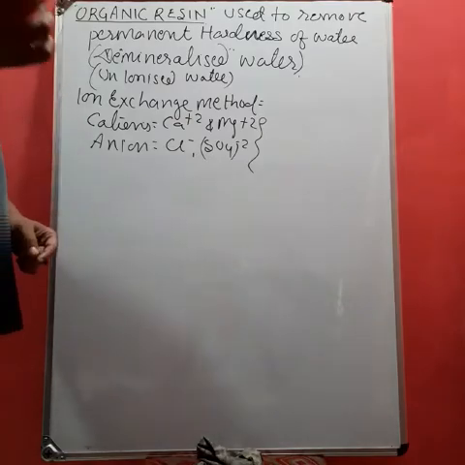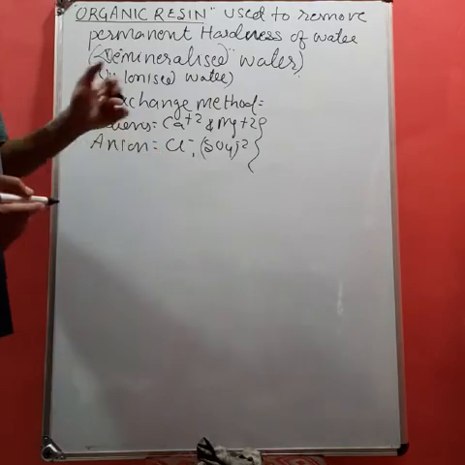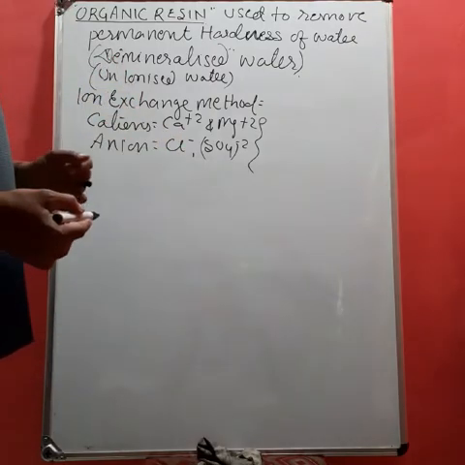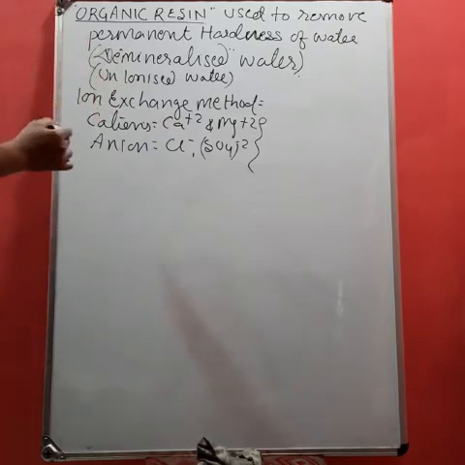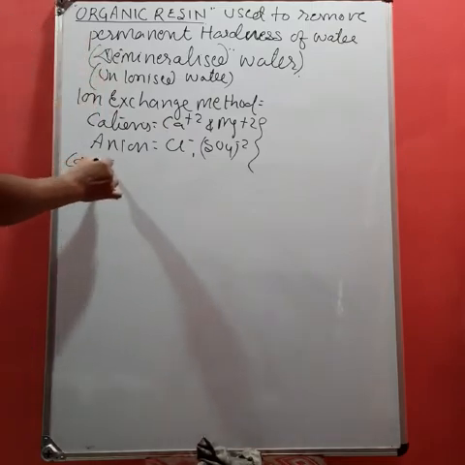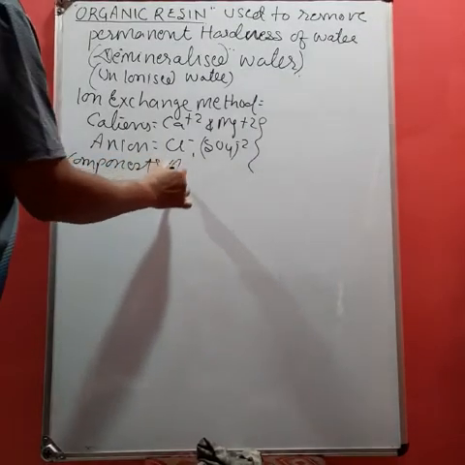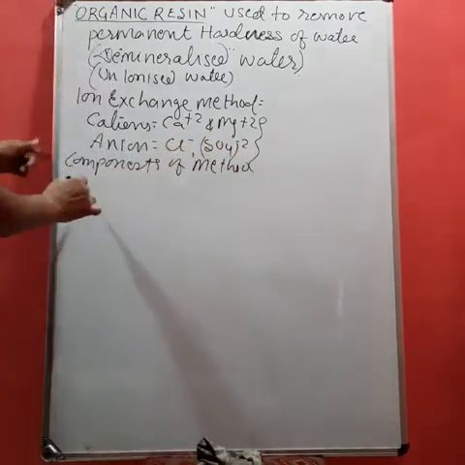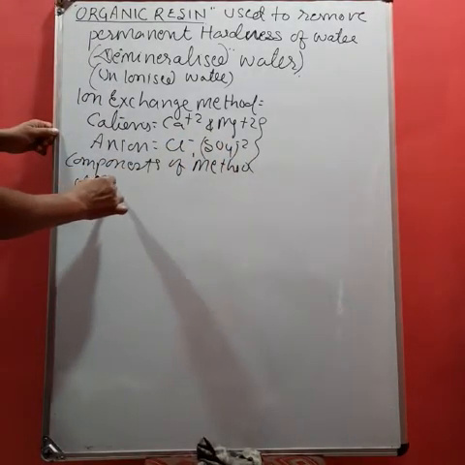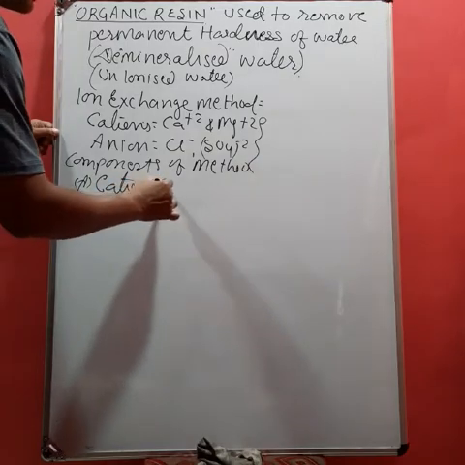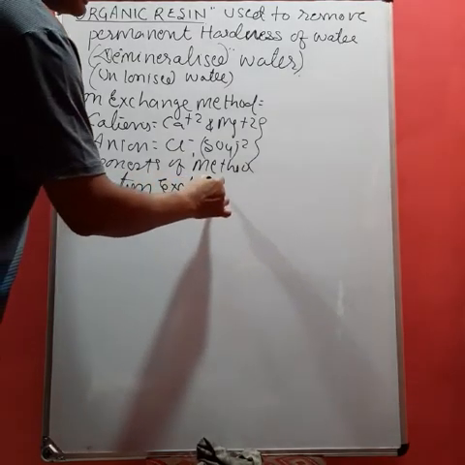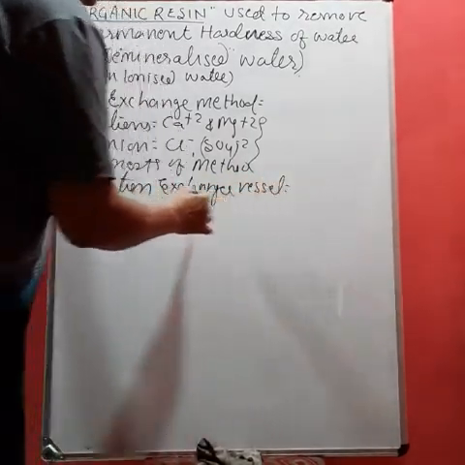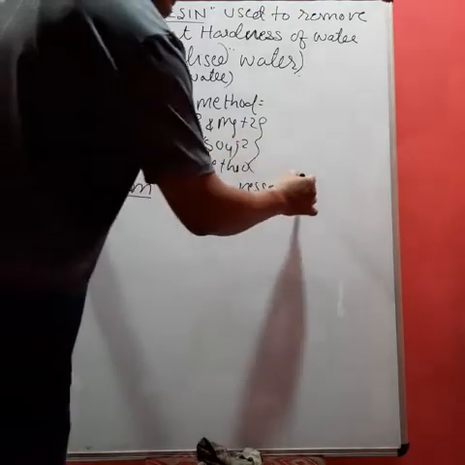Student, this is the most advanced and the most popular method which is applied in the modern day water filter. What are the components in this method? Components of the method. First one, the cation exchanger vessel. Actually it consists of two vessels. First one, the cation exchanger vessel.